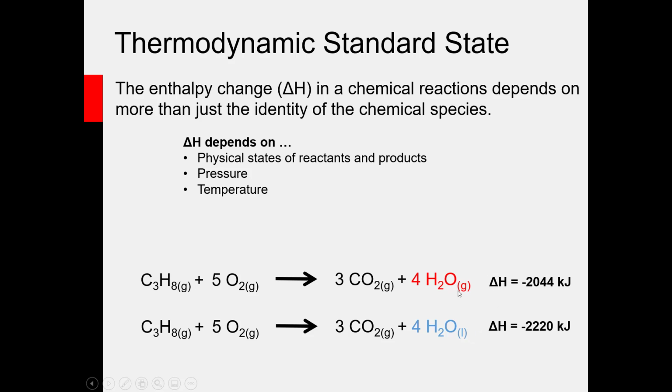If your water is in the gas phase, the enthalpy of reaction is exothermic and it's negative 2044 kilojoules per mole of propane burned. If your water is in the liquid phase, however, although the reaction is still exothermic, it's more exothermic. 1 mole of propane reacts with 5 moles of O2 to give you 3 moles of CO2 and 4 moles of liquid water, and the enthalpy change for this reaction is negative 2,220 kilojoules per mole of propane burned. Why are they different?